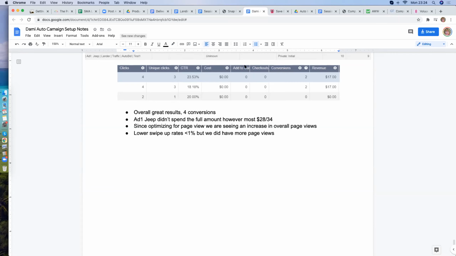Also, one thing I think, to optimize for add to cart, you need to move to a conversion campaign. Because that's not in the traffic one, is it? Actually, I ran a conversion campaign this morning, just because I wanted to make use of Monday.